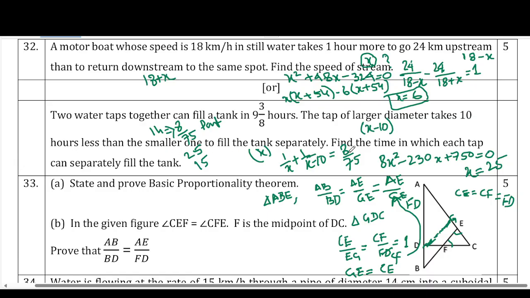So together in 1 hour they fill 1 by x and 1 by x minus 10, smaller and larger, and in 1 hour both fill 8 by 75 part. So this is the equation. You can make the equation like this, and after calculating, the value of x will come out as 25. So the smaller one takes 25 hours. The larger one takes 10 hours less, so it will be 15 hours. So this is the answer.